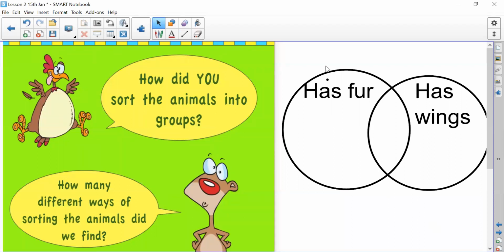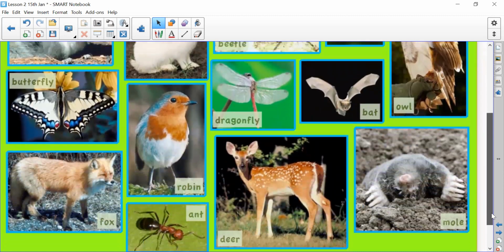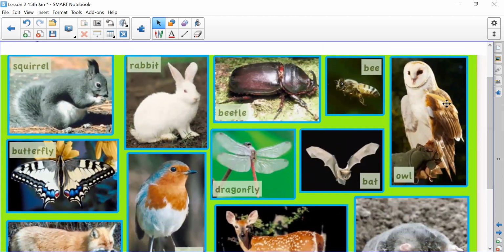Okay, we could also have two ways of sorting them. So we could say has fur, has wings, and does it have both, which is our Venn diagram, do we put it in the middle? Did anything have fur and wings? It depends if you class the owl as having fur. I suppose it has feathers technically, so I'm not entirely sure we would call it fur. I think the fox would have fur, but it doesn't have any wings. So perhaps we should think of another way of classifying it.